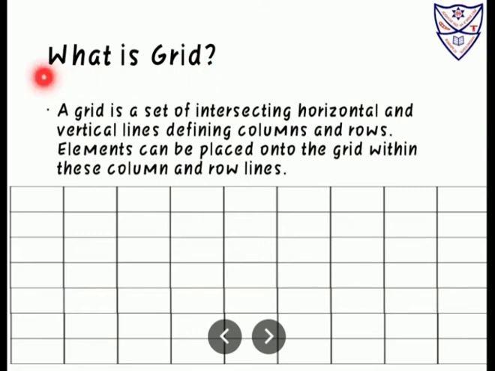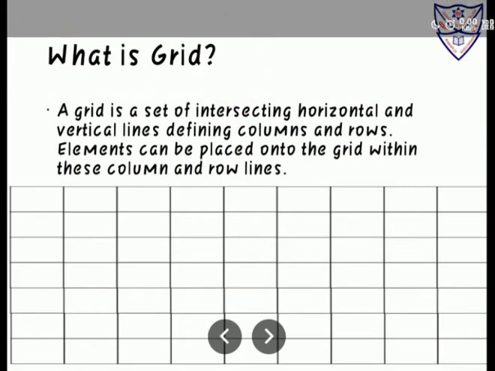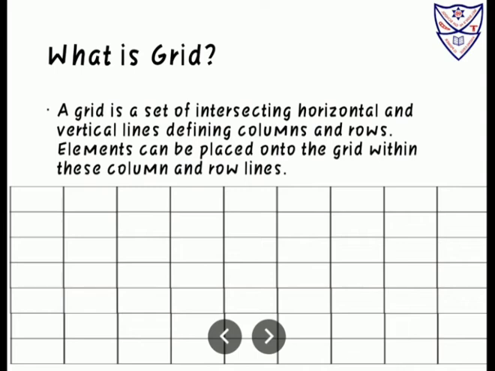Now what is a grid? You know, children, a grid is a set of intersecting horizontal and vertical lines defining columns and rows. Elements can be placed onto the grid within these column and row lines. Have you seen on magazines and newspapers that we get the exact image? How are we getting this exact image? We get it with the help of these grids. Here I will explain with one example.